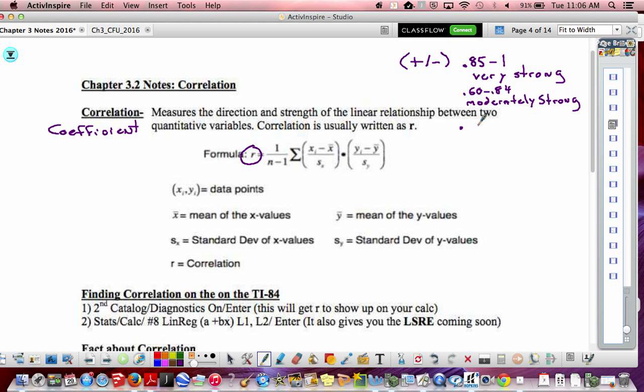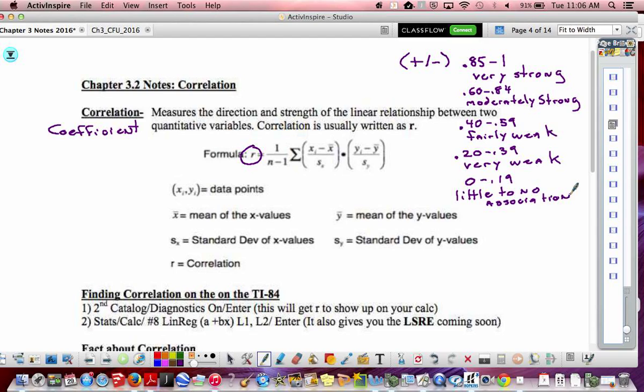If it's between, say, 0.4 and 0.59, I would say fairly weak or moderately weak. And if it's between, say, 0.2 and 0.39, I would say very weak. And if it's between 0 and 0.19, I usually will say little to no association. Now this applies to both the positive values and the negative values.